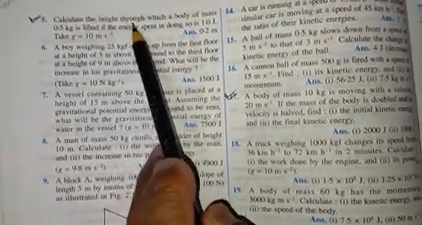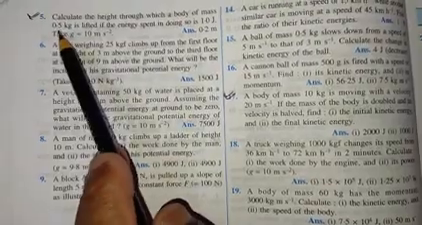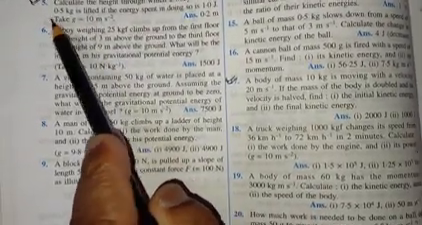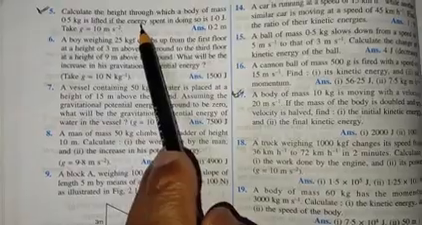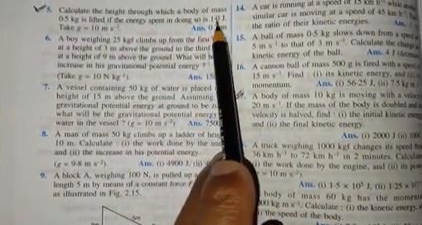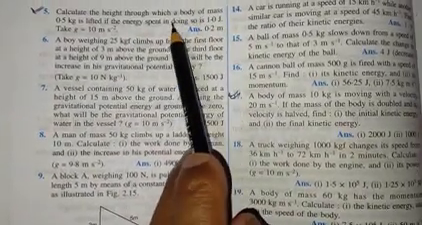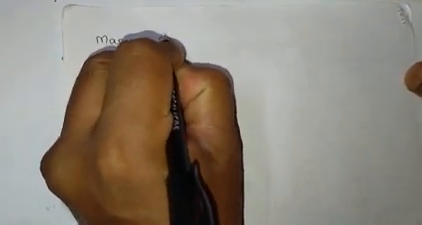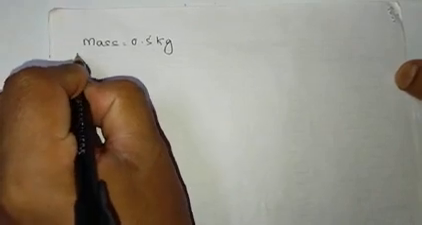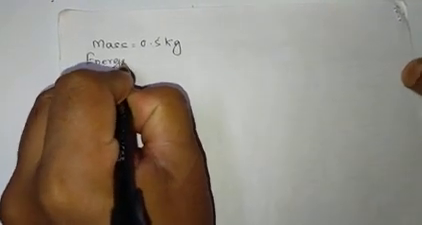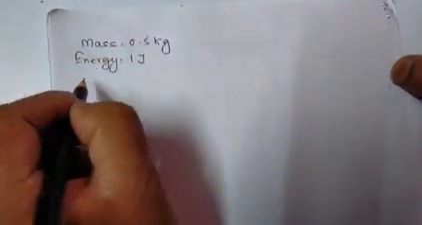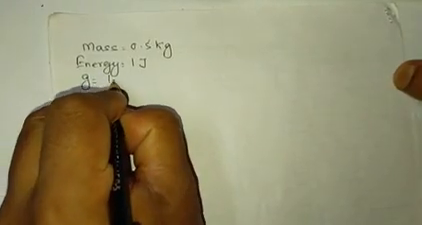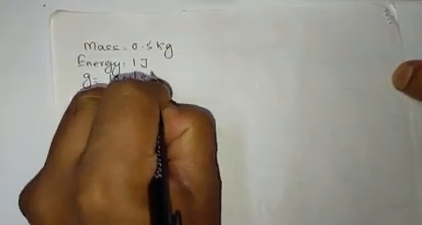Calculate the height through which a body of mass 0.5 kg is lifted if the energy spent in doing so is 1 joule. So energy is given to us, mass is given and g is given to us. How will we do the numerical? Over here mass is given as 0.5 kg, the energy is given as 1 joule, and g is given as 10 meter per second square.